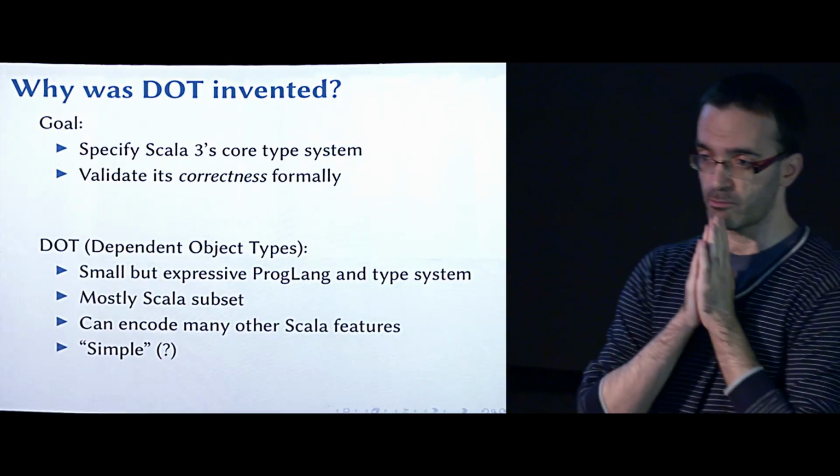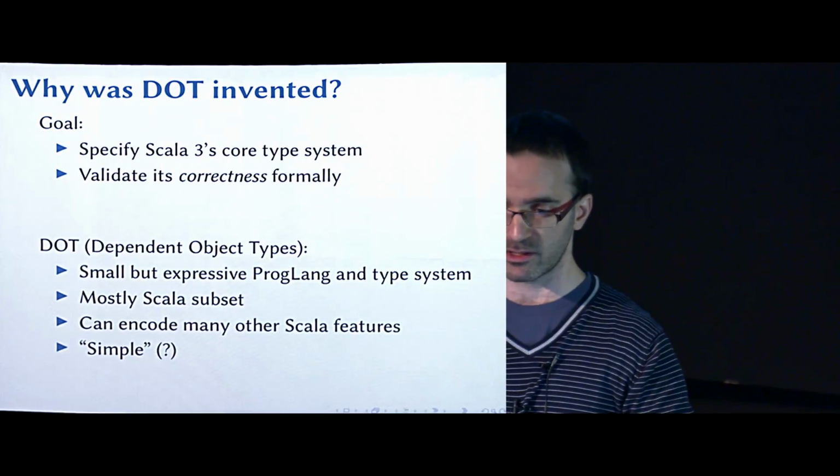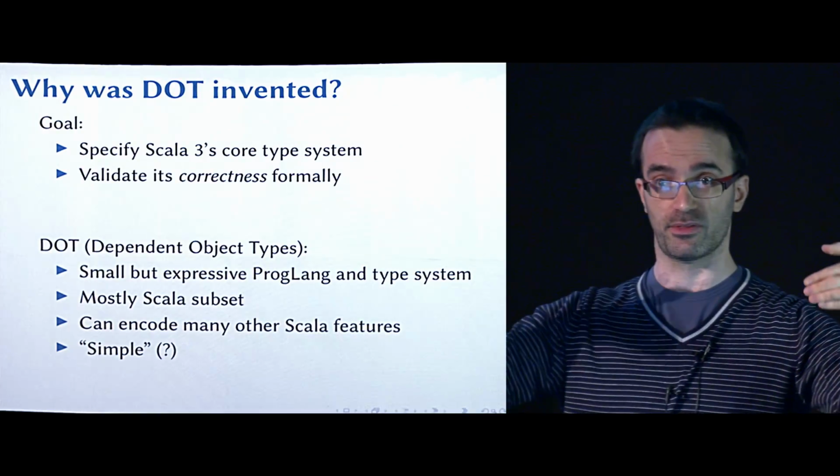So as a bit of background, why was DOT invented? It was invented to specify the core type system for Scala 3.